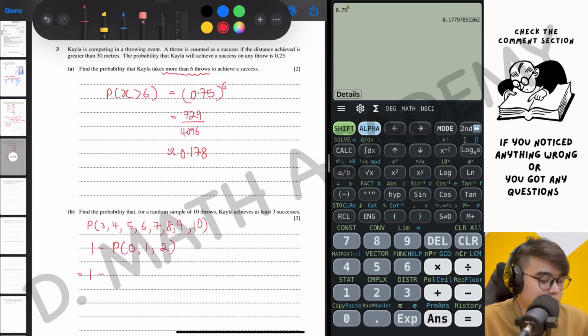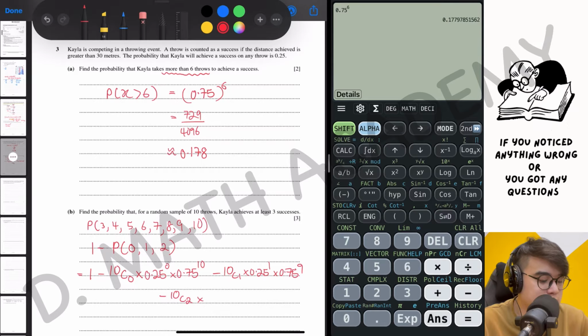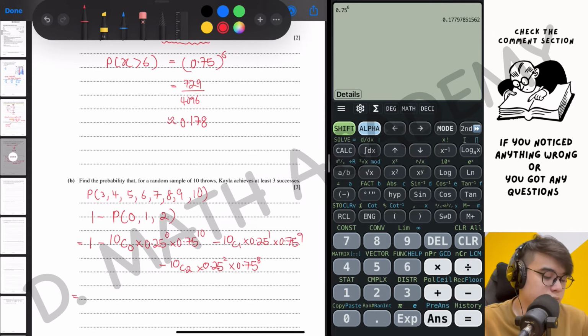So when you write it down, first of all, that will be 10C0. At least 3 success means no success at all. So our 0.65 will be to the power of 0 times 0.35 to the power of 10. Repeat for the rest, we have 10C1, which makes 1 successful throw and 9 not successful. And then the last one, which is 2 successful throws. Through doing all this, you should be able to get your results.